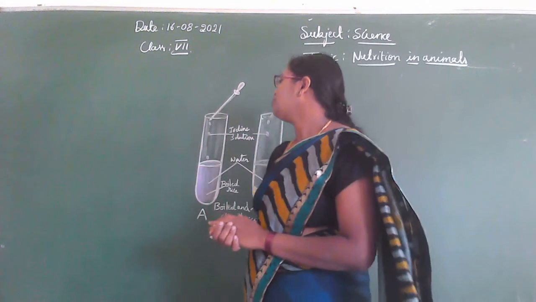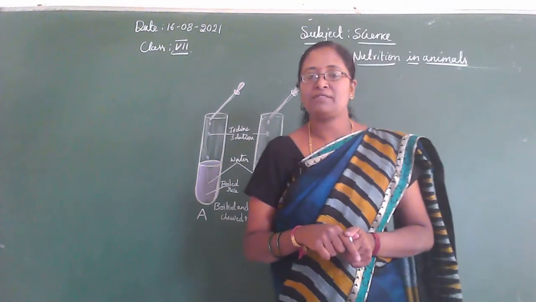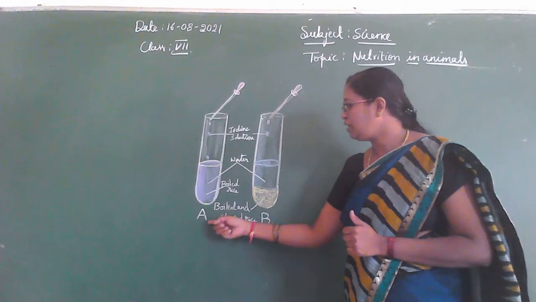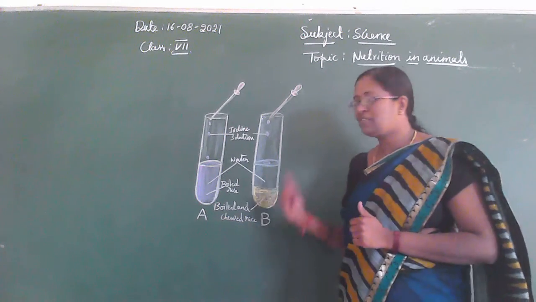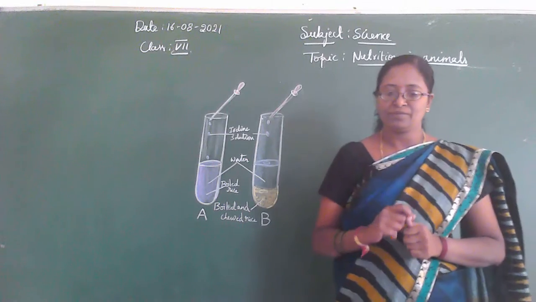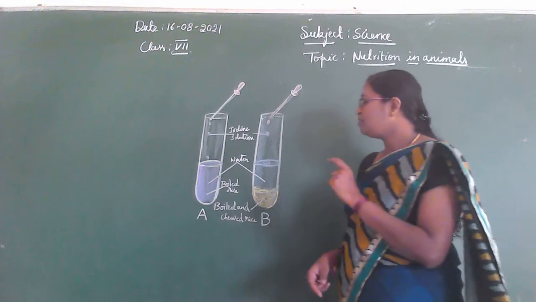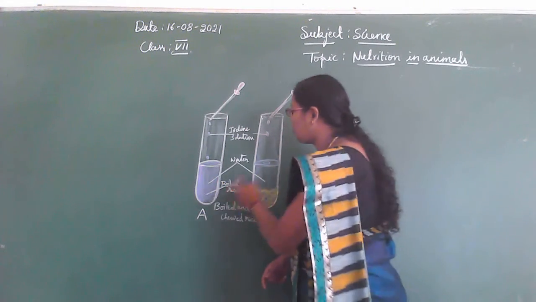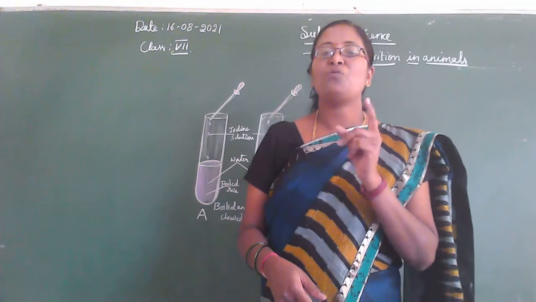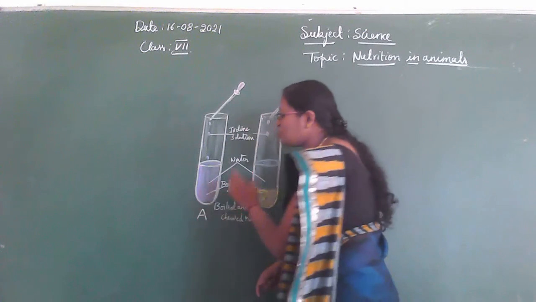First, children, take two test tubes and label them. For the first test tube, the name is A, and for the second test tube, the name is B. In the first test tube, test tube A, we need to take boiled rice. How much boiled rice do we need to take? One teaspoonful of boiled rice in test tube A.